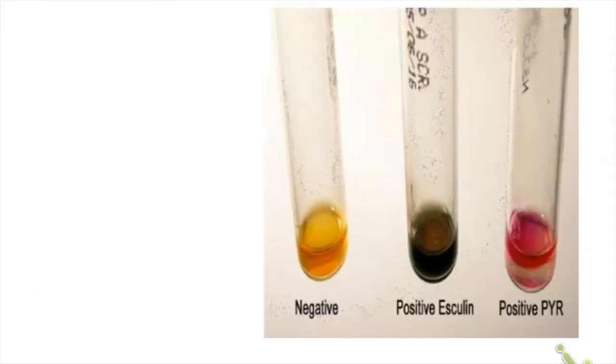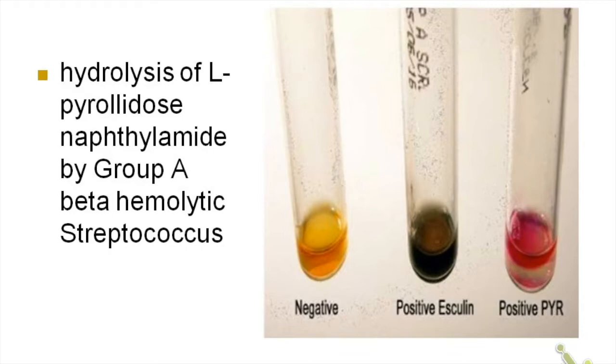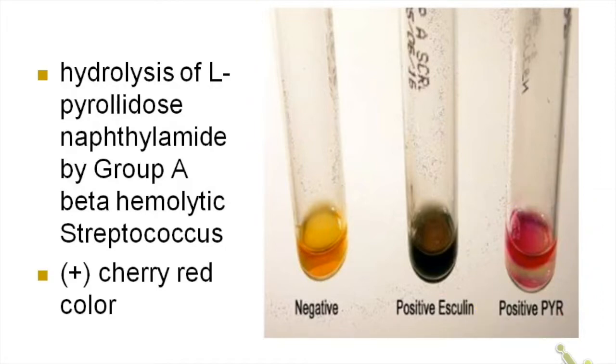Okay, so the PYR test, the principle is hydrolysis of L-pyrrolidonyl-beta-naphthylamide by group A beta hemolytic streptococci. So a positive reaction is the presence of a cherry red color.